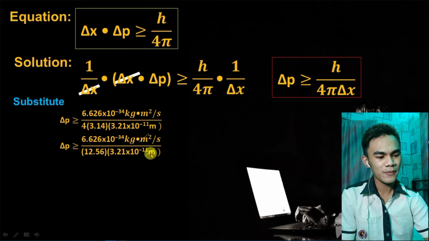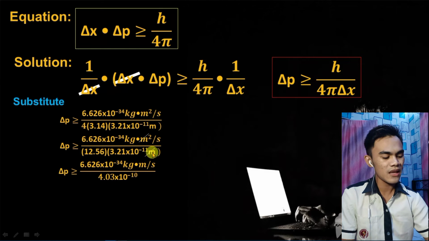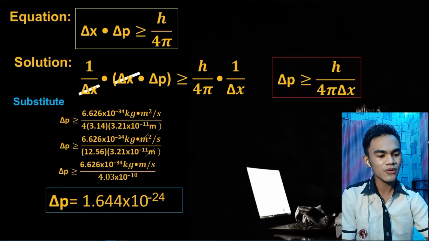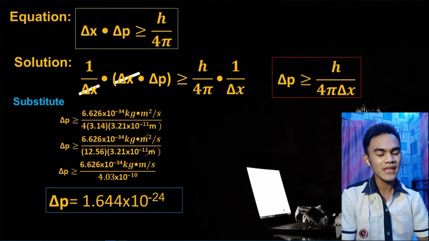So we have here 12.56 times 3.21 times 10 raised to the power of negative 11, that is 4.03 times 10 raised to the power of negative 10. So dividing, we have the total answer of 1.644 times 10 raised to the power of negative 24.